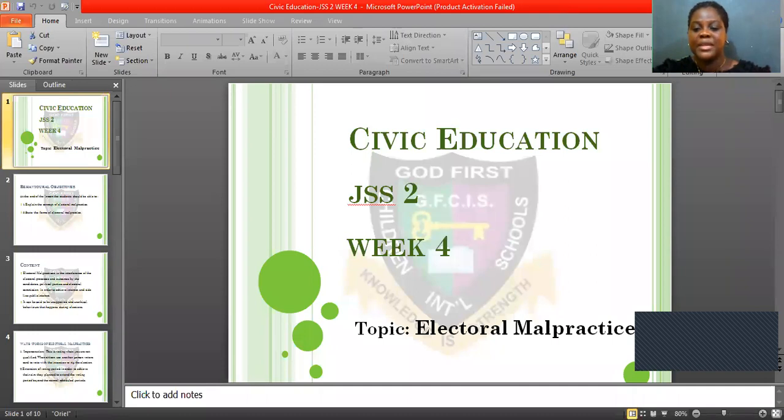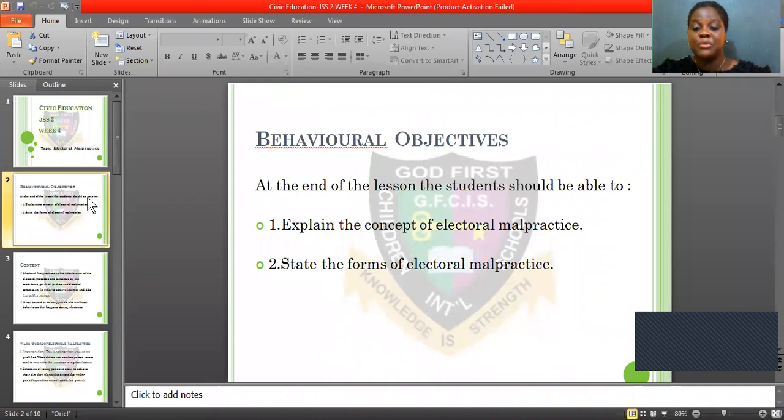Today, we'll be talking about electoral malpractices. Once again, electoral malpractices. At the end of the lesson, the student should be able to explain the concept of electoral malpractices and state the forms of electoral malpractices.